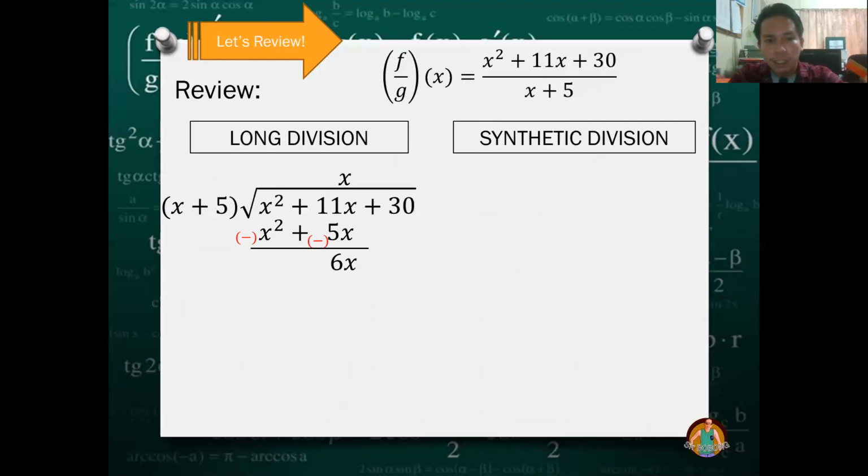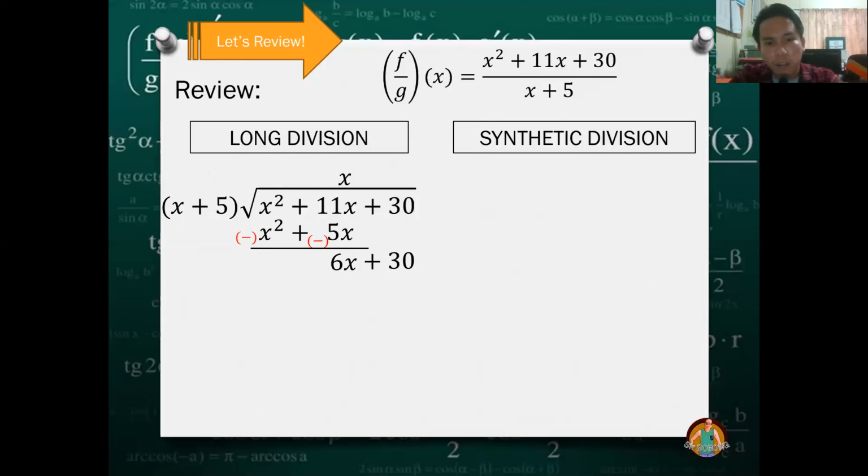Okay? So after we subtract, our favorite step is the bring down. So we will bring down positive 30. Okay? That's the process, like the division we did in elementary. Right? Divide, multiply, minus, bring down. Divide, multiply, minus, bring down. That's also our process now.